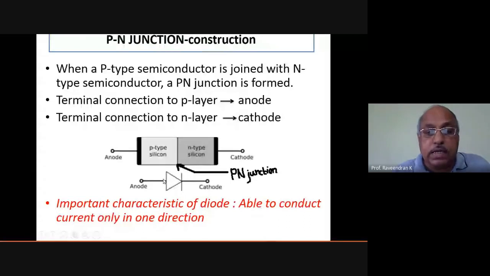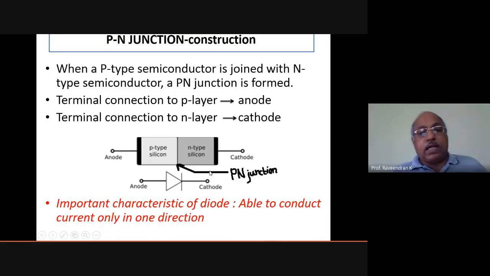So this is the electrical symbol of a p-n junction diode, and this represents the anode. The arrow direction represents the flow of current, and this is the cathode. Okay. What are the important characteristics of a diode? Do you know what the important characteristics are? You might have learned it in high school classes.